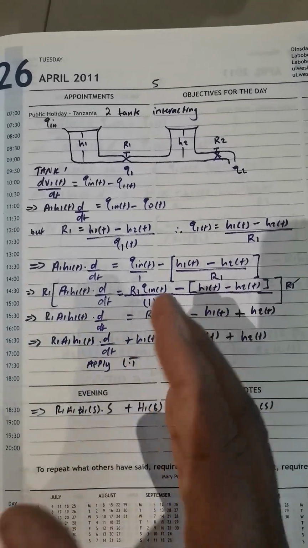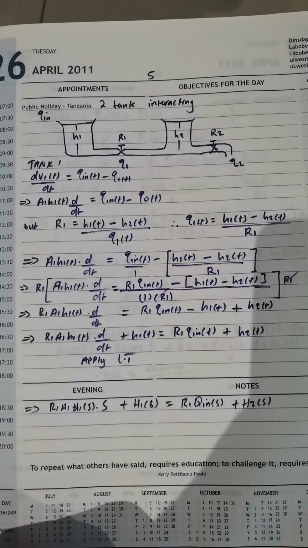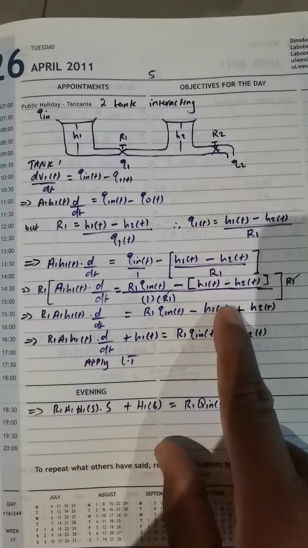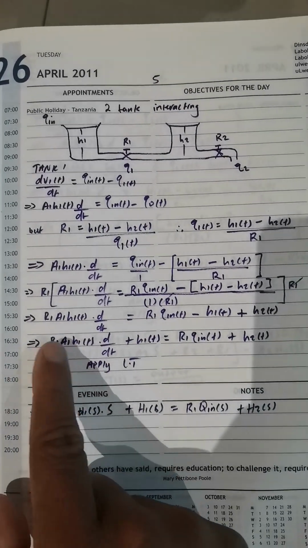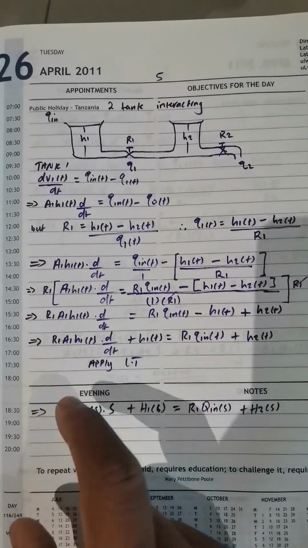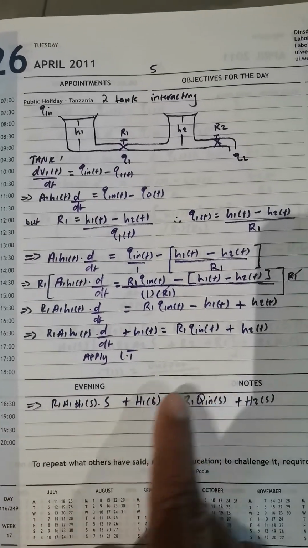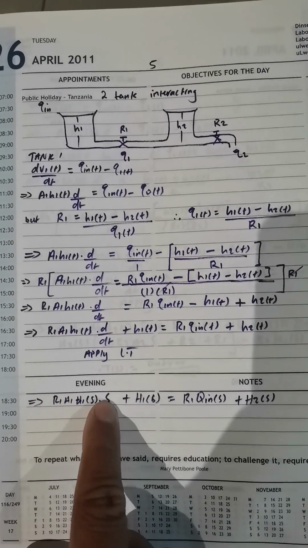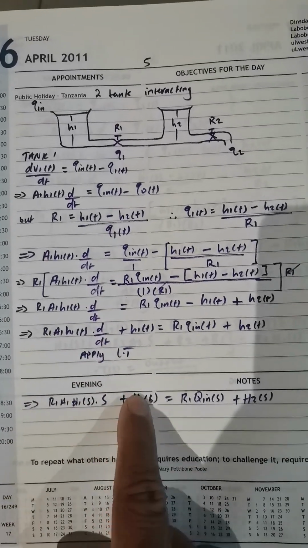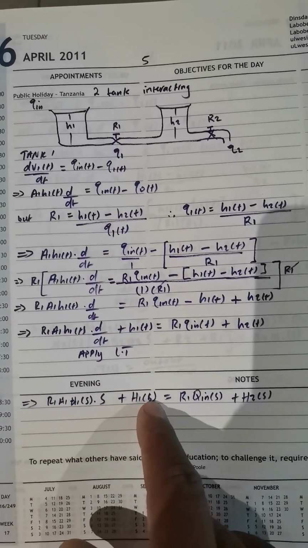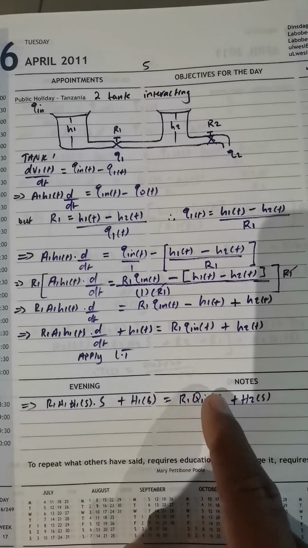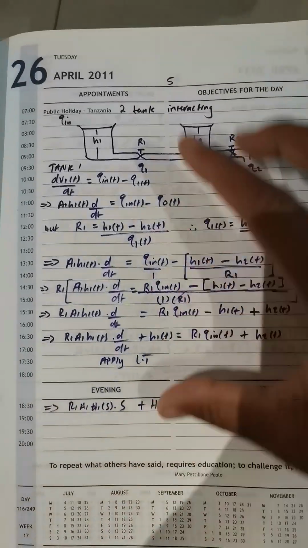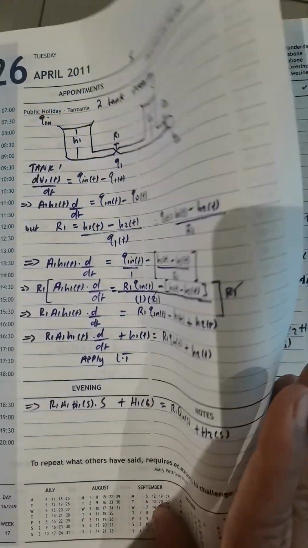Okay, and then you take everything with H1 and put it on the other side of the equal sign, so you change the sign to positive. After that you apply the Laplace transform. Now the Laplace transform: R1 A1 H1 at s, replacing the derivative with s, equals R1 Q in at s plus H2 at s. So I'm done with tank 1.